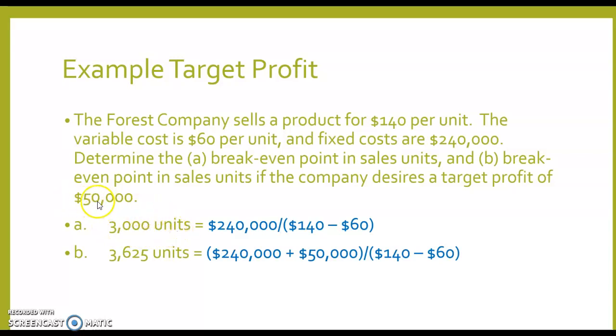Now, what if we want the target profit of 50,000? Now we take the fixed cost of 240 that we already had, but we're going to add the extra 50,000 onto it in the numerator. So now we're talking $290,000 in our numerator. Our denominator is still the $80 contribution margin per unit. So 290,000 divided by 80 gives us 3,625 units. So if we sell 625 extra units, we would have $50,000 in operating income.